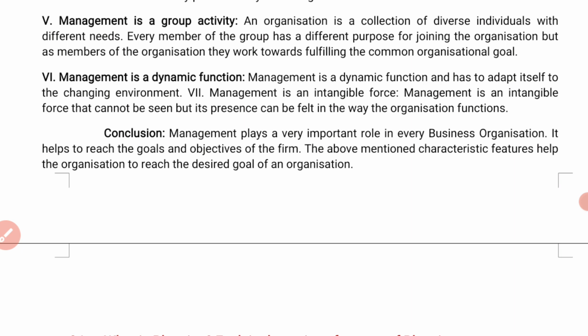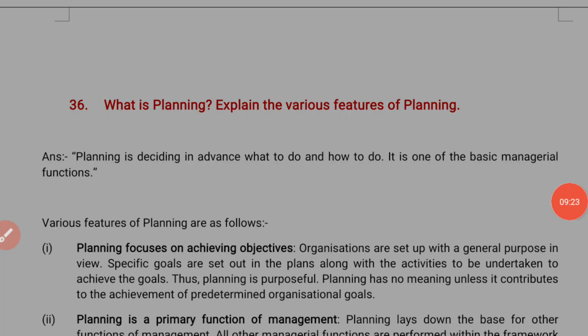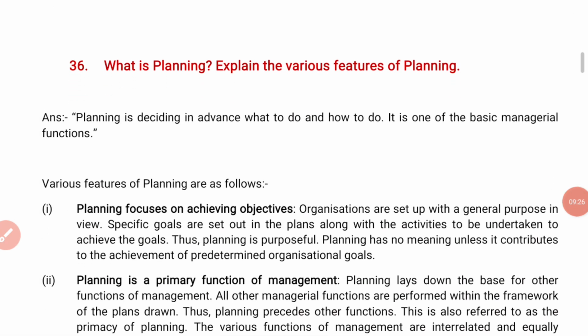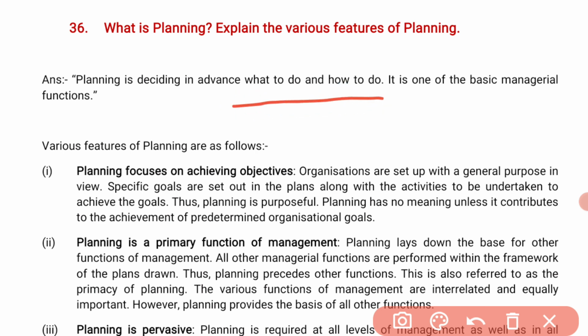And next question, that is 36th question, second question of 8 marks question. What is planning? Explain the various features of planning. So as an introduction, they have asked the meaning of planning only. So let us see what is planning. Planning is deciding in advance what to do and how to do. It is one of the basic managerial functions.